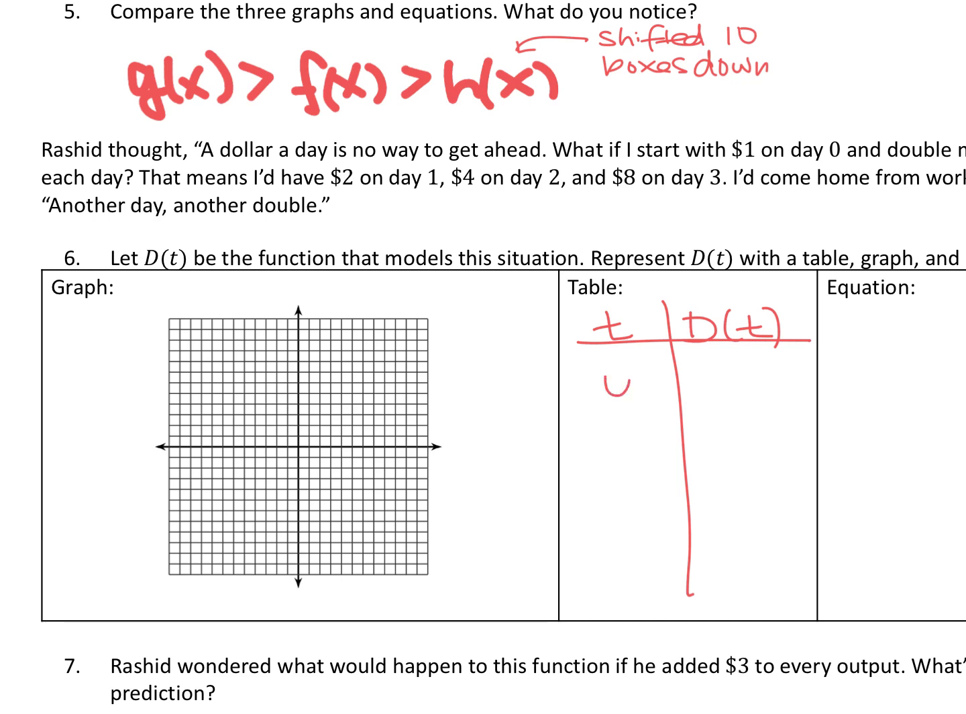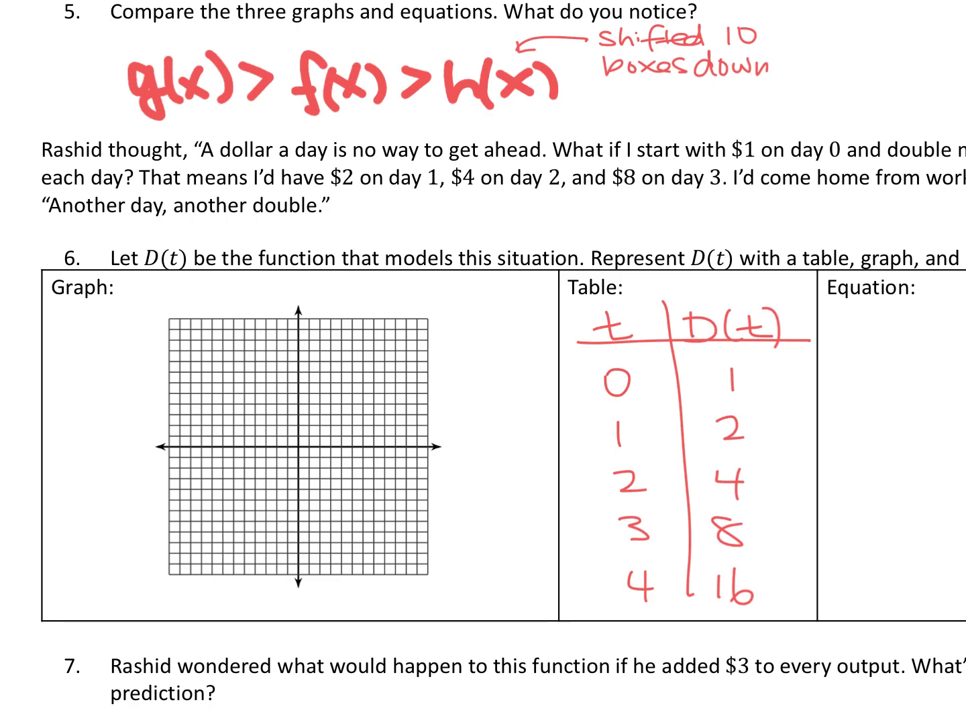So on day 0, we've got 1. On day 1, we've got 2. On day 2, we've got 4, right? It's doubling. On day 3, we've got 8. On day 4, we've got 16, and so forth. So that is our situation.